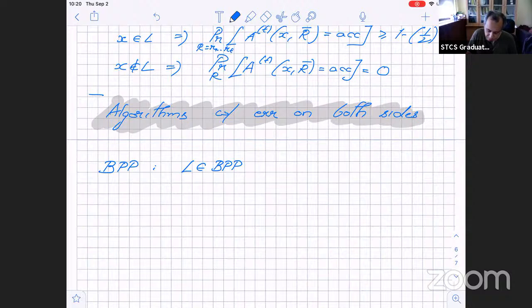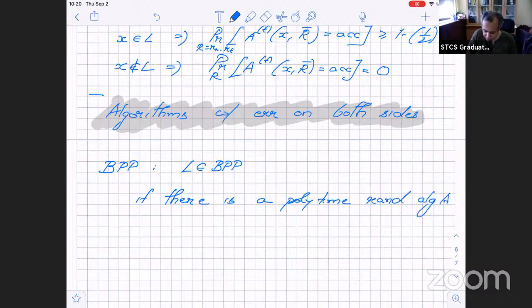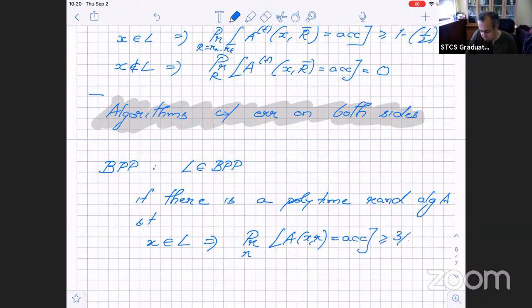L is in BPP if there is a polytime randomized algorithm A such that, I'm going to allow error on both sides: for X in L, the probability that A on X and R equals accept should be greater than 3/4. For X not in L, the probability that A on X and R equals accept should be less than 1/4.